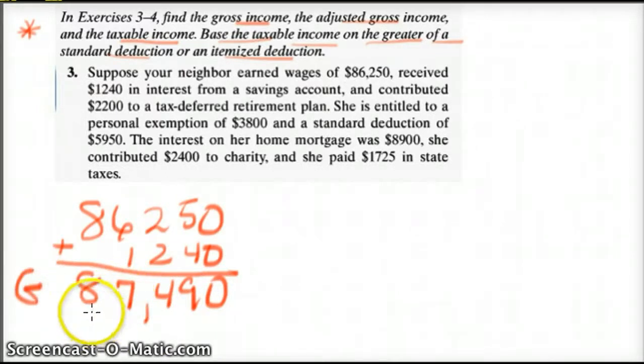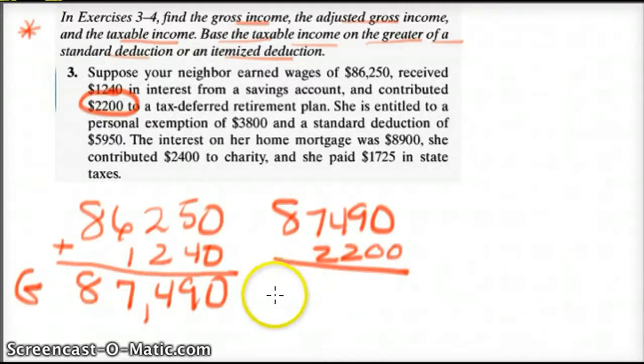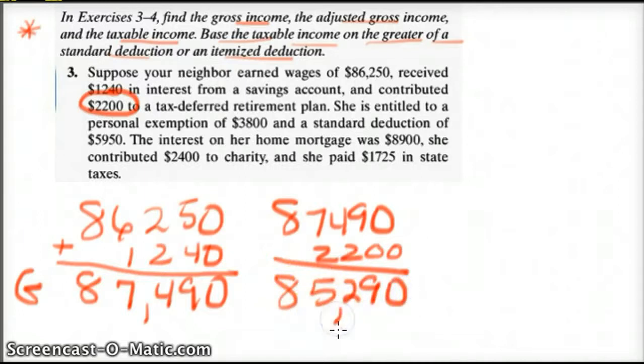Now we have to find his adjusted gross income. So 87,490. Did he have any retirement plan? Why, yes. He contributed $2,200. 2,200. Okay, so this is going to be 85,290. So this is his AGI.